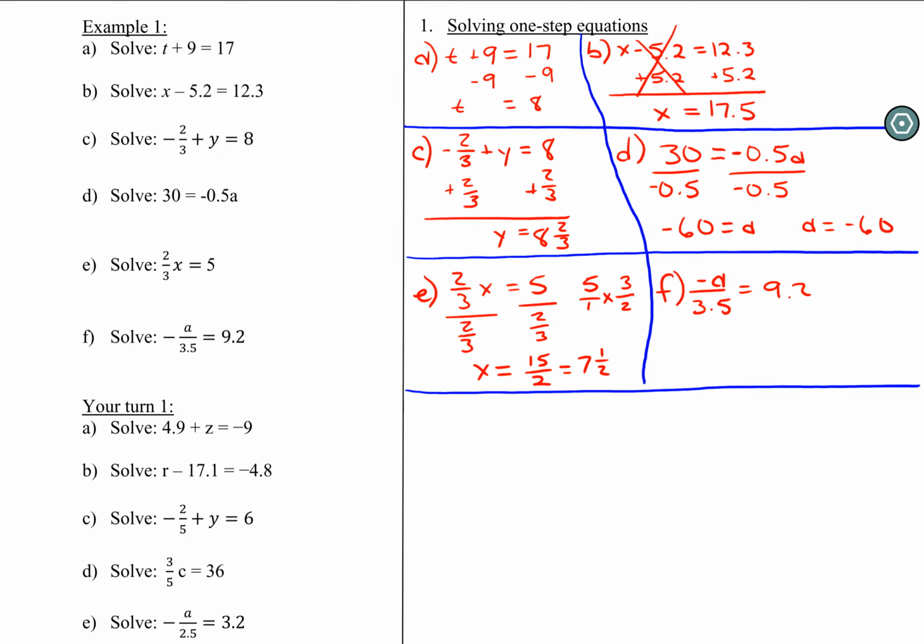Now we're dividing by that 3.5, so we want to multiply. But at the same time, we want to get rid of the negative. So let's multiply by negative 3.5. We'll multiply both sides by that. So 9.2 times negative 3.5. That gives us a value of a is equal to 32.2.